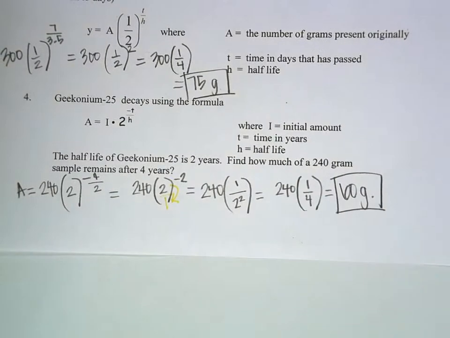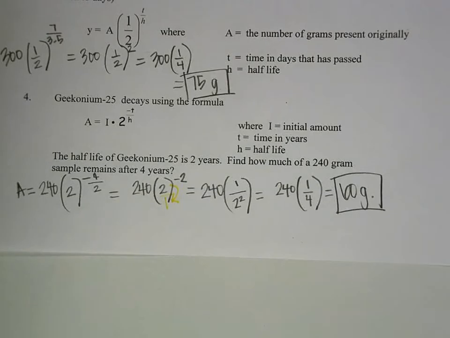I got that, but I didn't do the negative T. What did you do? I just did positive T. Well, that would be 240 times 2 to the 4th, which is times 16. That would give you a wrong answer. That would mess you up. You have to do a negative exponent so that you get 1 over. So you made a mistake somewhere there.